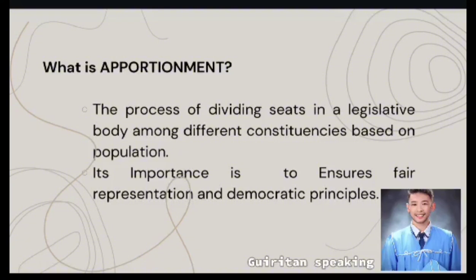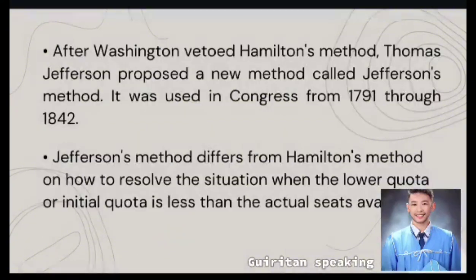Moving on, after Washington vetoed Hamilton's method, Thomas Jefferson proposed a new method called Jefferson's method. It was used in Congress from 1791 through 1842. Jefferson's method differs from Hamilton's method in how to resolve the situation when the lower quota or initial quota is less than the actual seats available.